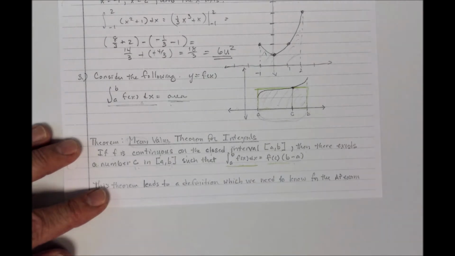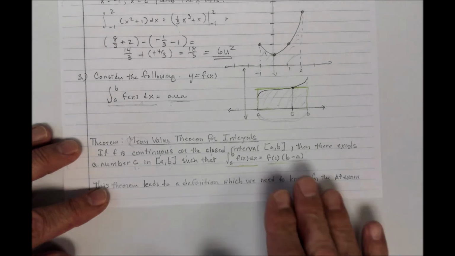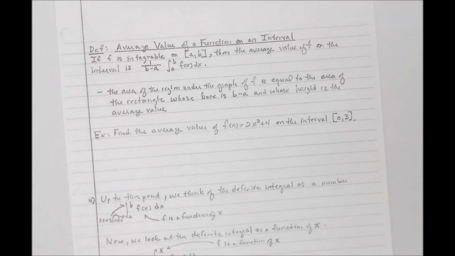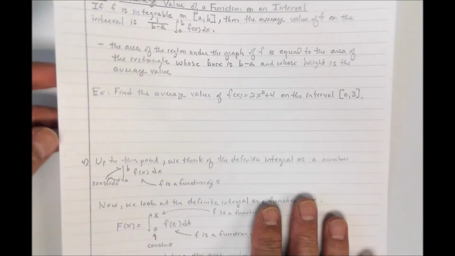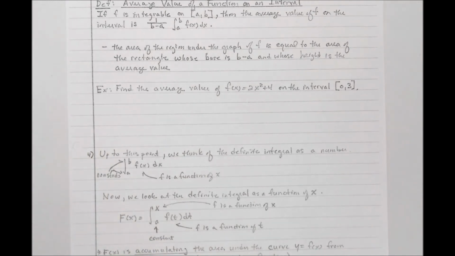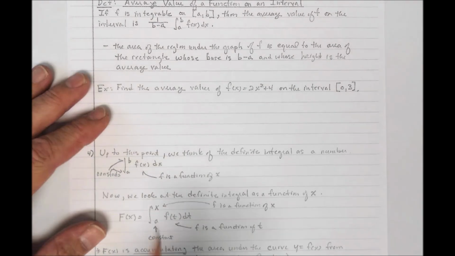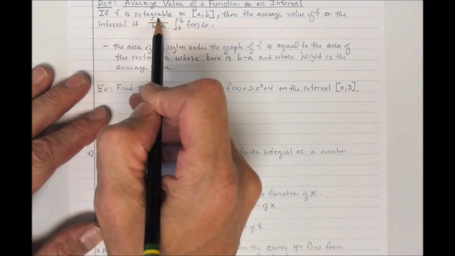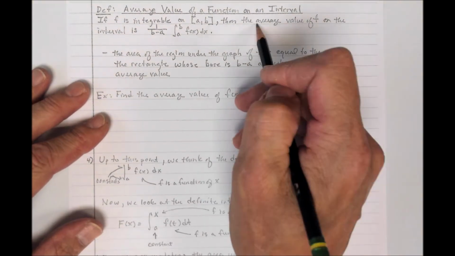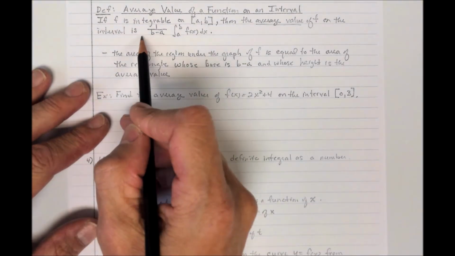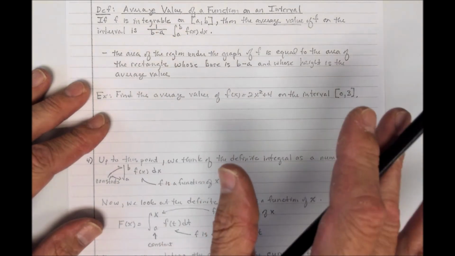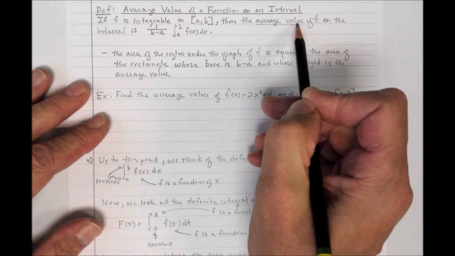It's kind of neat. Now, as I mentioned, this theorem leads us to a definition which is always on the AP test, and that's the average value of a function. The average value of a function goes hand in hand with the last theorem, as you'll see in just a second. It says, if f is integrable on the closed interval from a to b, then the average value of f on the interval is 1 over b minus a, the integral from a to b of f of x dx. Now, the average value of f, so that's the y's.